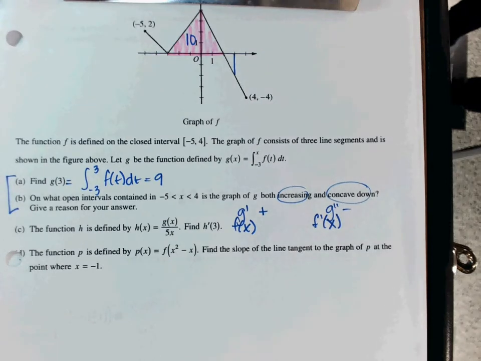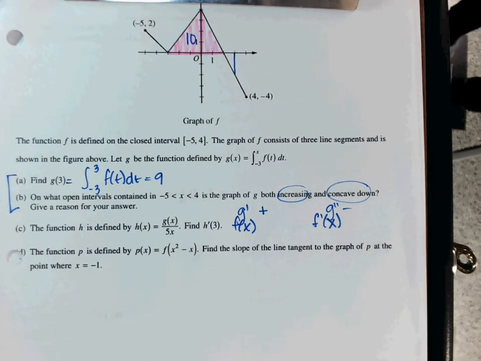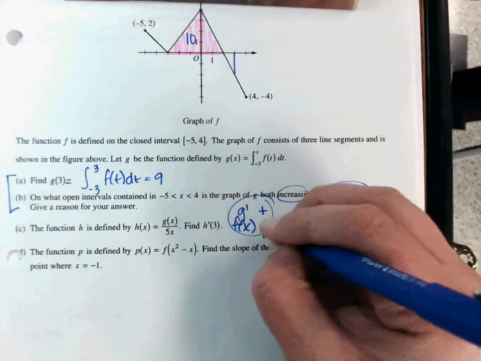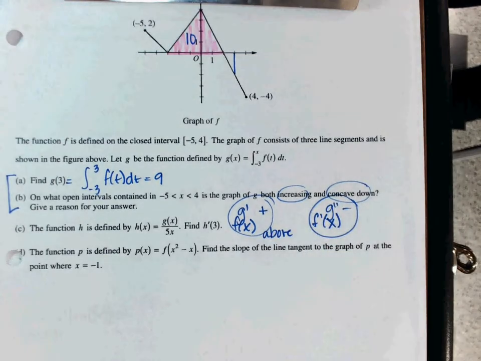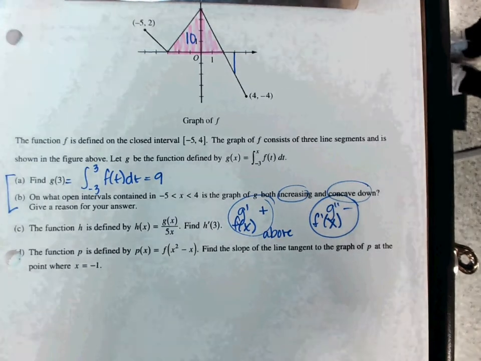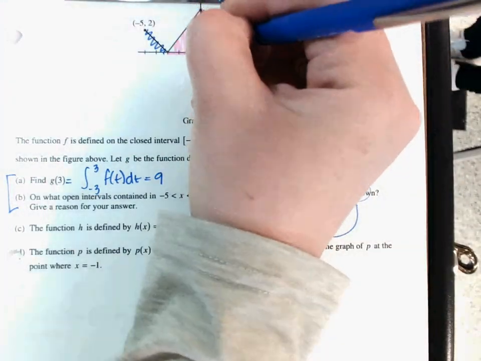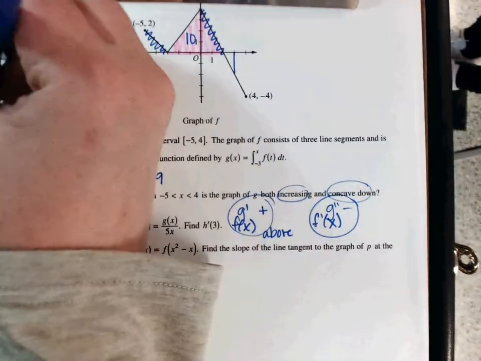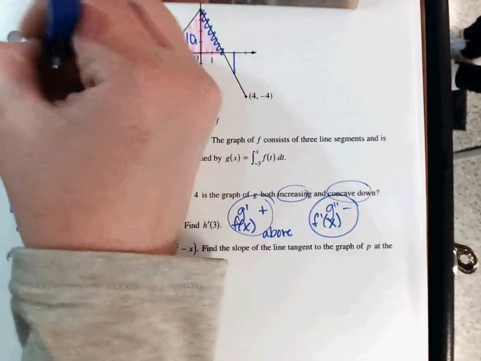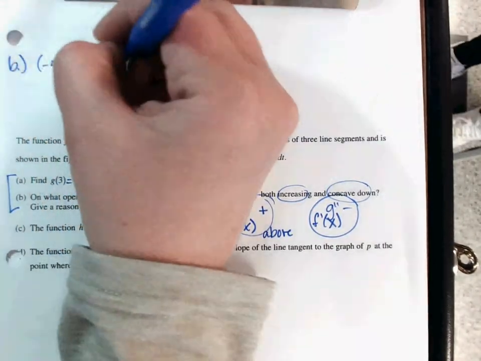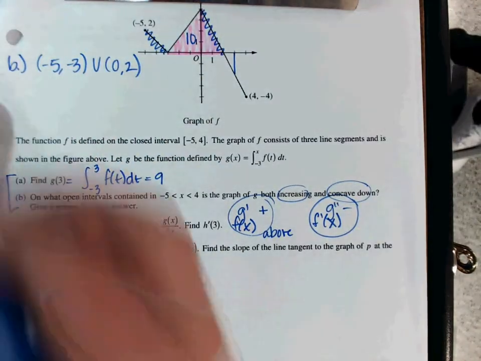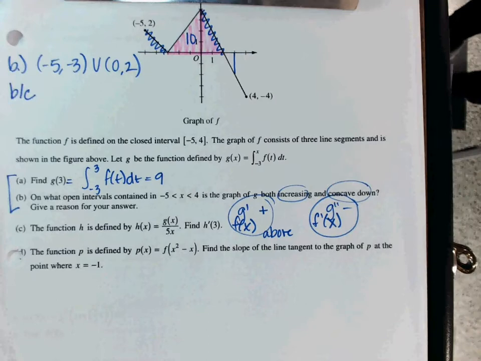So you could make a whole big sign chart. I wouldn't do that. I would just look for when is F positive, meaning above, and then when is F prime, the slope, negative. When are you above with a negative slope? -5 to -3 and 0 to 2. Good. So for part B, we'll finish this one tomorrow, but it'd be -5 to -3 and then 0 to 2. And then we'll finish that tomorrow. Good job, people.